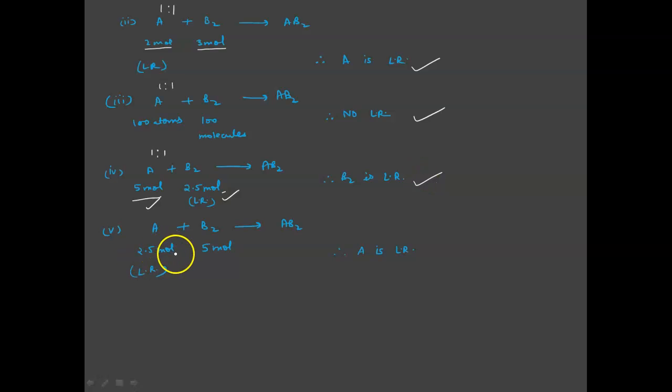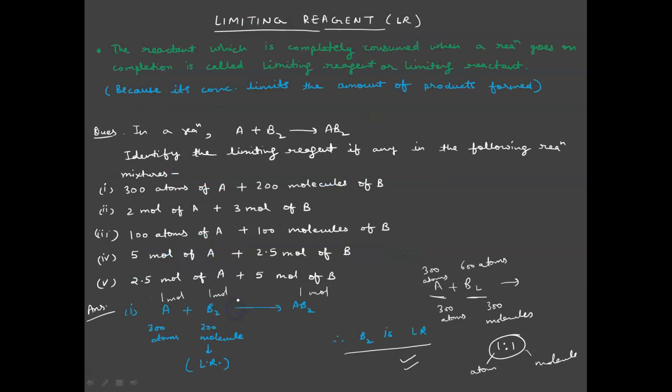Now 2.5 mole of A and 5 mole of B2. Now again 1:1 is disturbed. Here A is 2.5. It should be 5 mole. So A is limiting reagent. So that's the concept of limiting reagent. The reactant which is completely consumed when a reaction goes on completion is called limiting reagent or reactant.